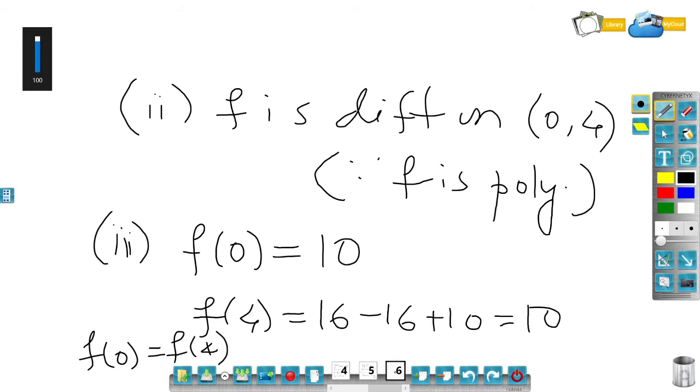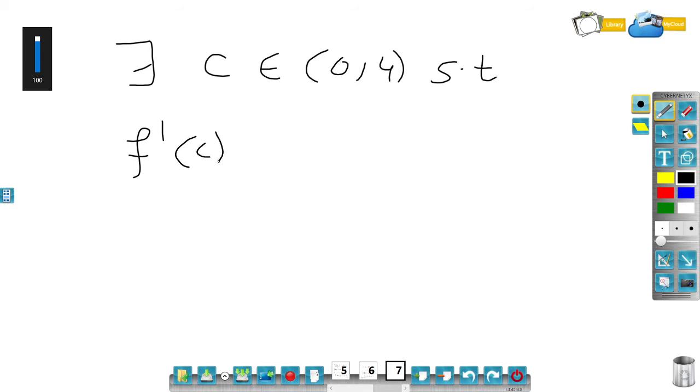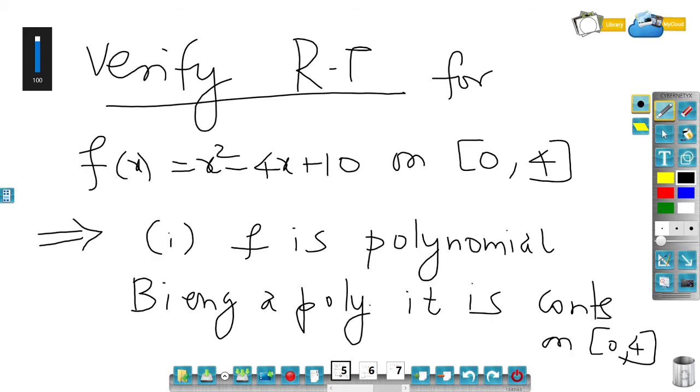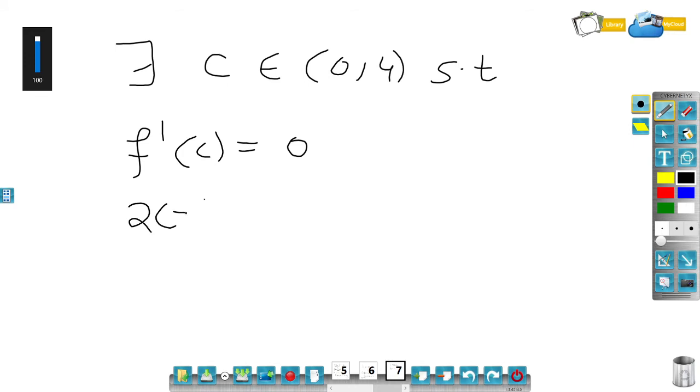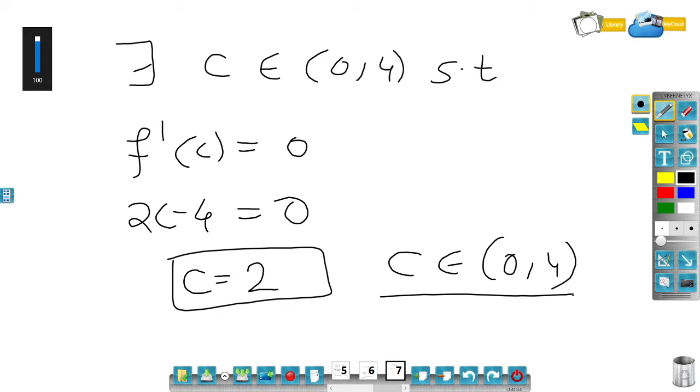So for verification, we should find out whether there exists c belonging to 0 comma 4 such that f dash at c is equal to 0. I know f of x is x square minus 4x plus 10, so f dash x will be 2x minus 4. So f dash c will be 2c minus 4. So 2c minus 4 is equal to 0, so c is equal to 2. And you could see that c belongs to 0 comma 4. That's true. So this is number 3.